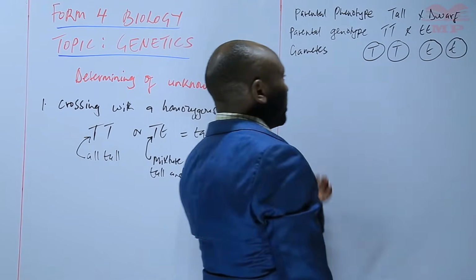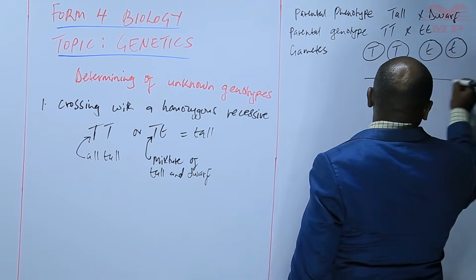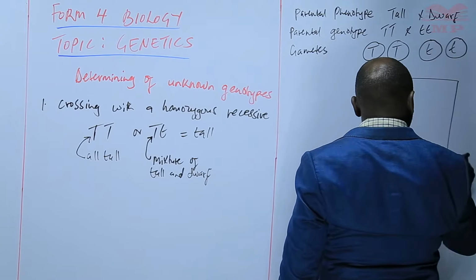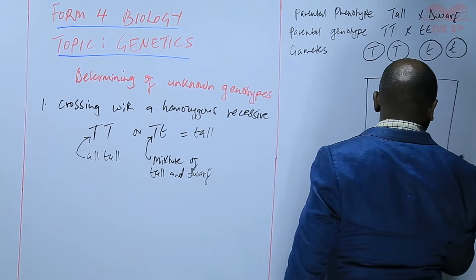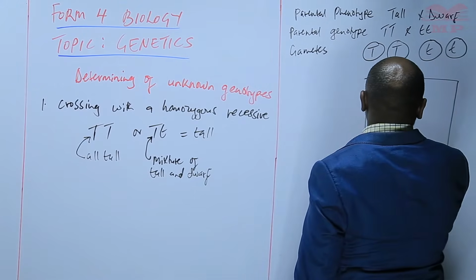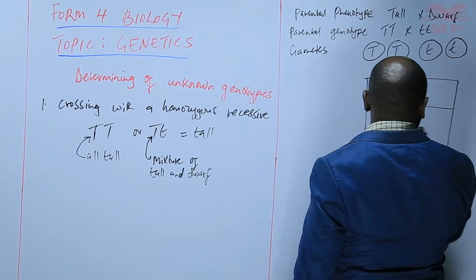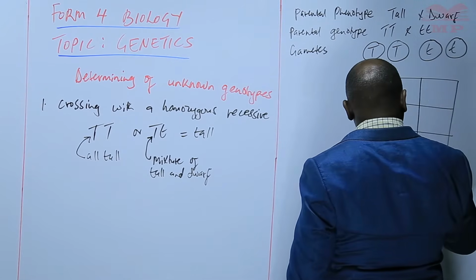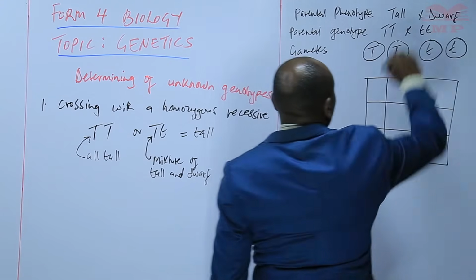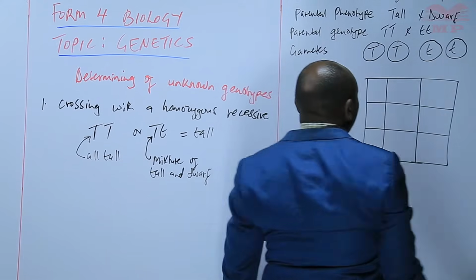So we can either do the genetic cross or we can use a Punnett square. So let us use the Punnett square. And on this we'll have something like, assuming the first plant was the male and the second was the female.